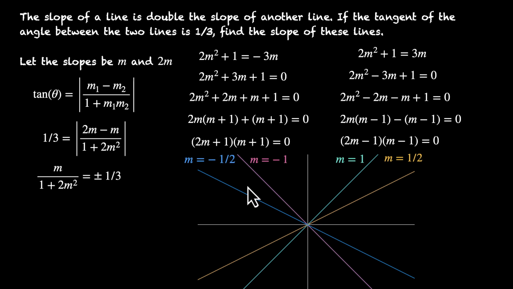We'll get two more solutions, two more pairs, one with slope 1 and 2, m equals 1 and m equals 2. The line with slope 2 will pass through the origin like this. And the fourth pair will have m equals minus 1 and m equals minus 2. This minus 2 will pass like this. So we'll get four pairs of lines that satisfy this condition.